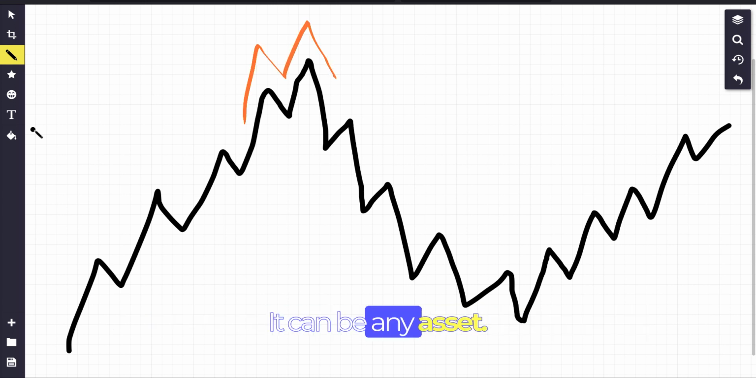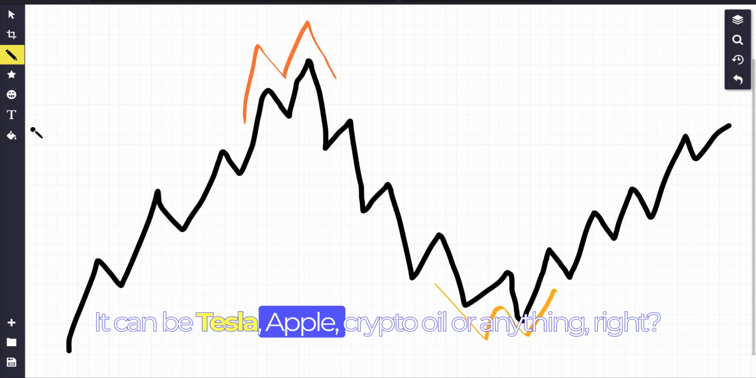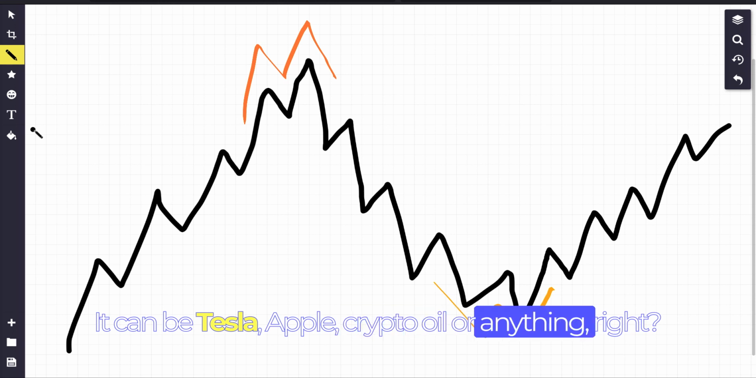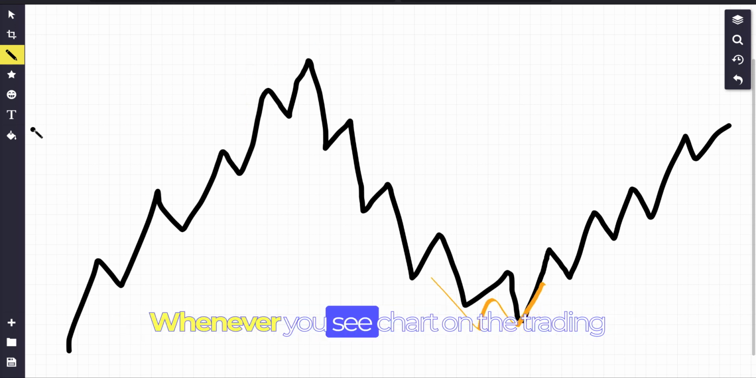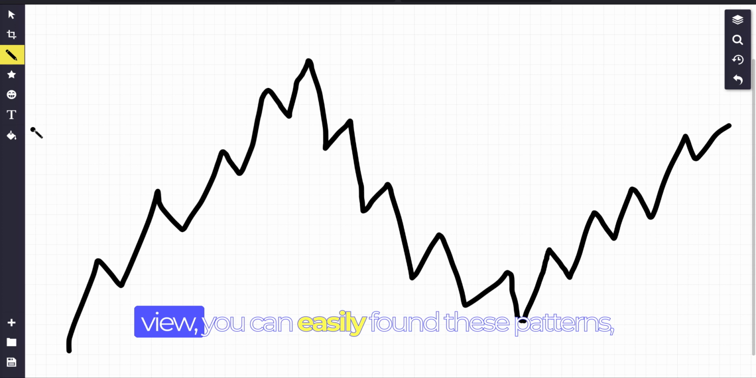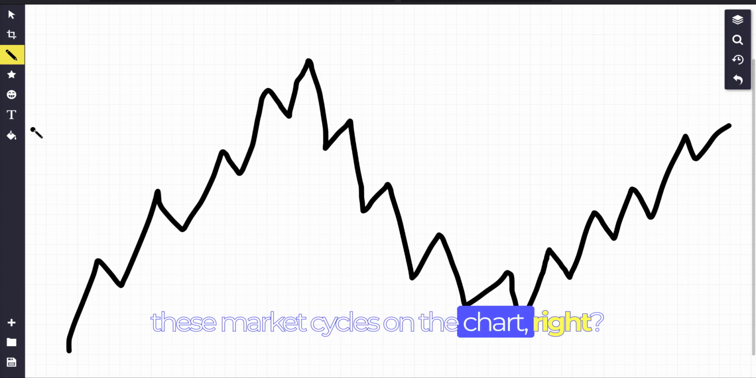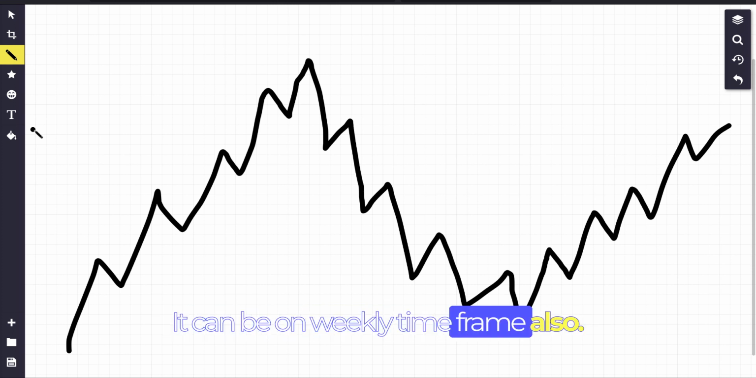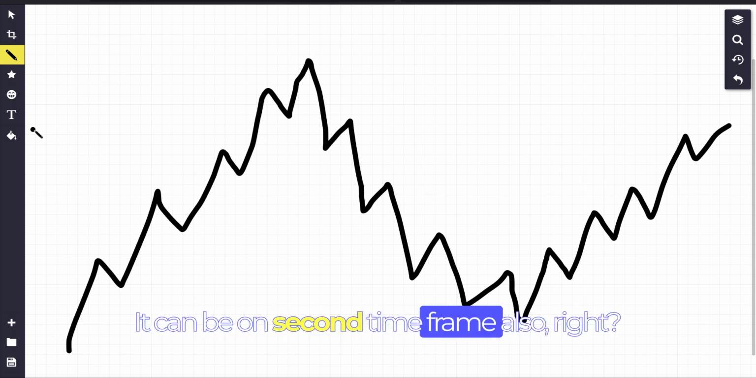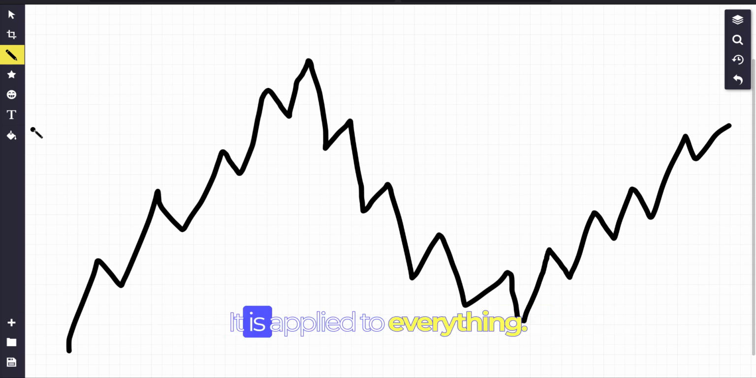It can be any asset, it can be Tesla, Apple, crypto, oil or anything. Whenever you see a chart on TradingView, you can easily find these patterns, these market cycles, on the chart. It can be on a weekly time frame, it can be on a second time frame also. It applies to everything.